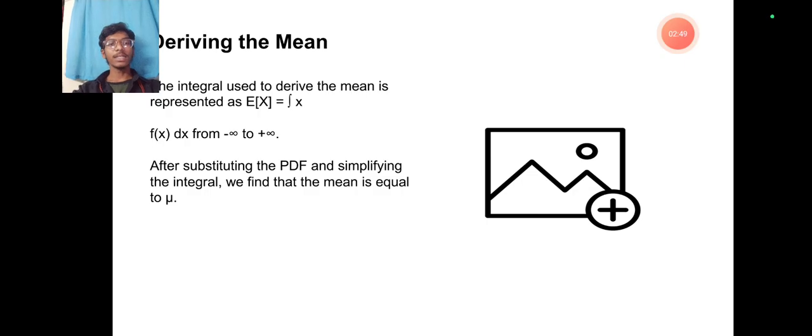Next, deriving the mean. The integral used to derive the mean is represented as E[X] = the integral of x f(x) dx from minus infinity to plus infinity. After substituting the PDF and simplifying the integral, we find the mean is equal to mu. This is the derivation of the mean.